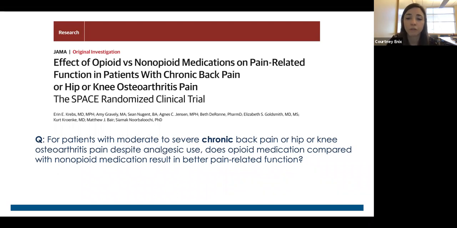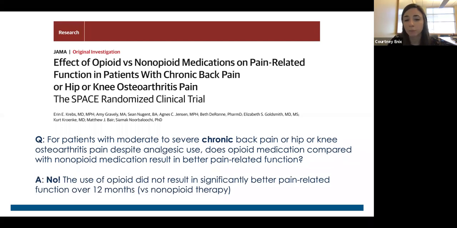There were 240 patients enrolled in this study. They were involved in VA primary care clinics. They were looking at opioids versus non-opioid therapies for patients with back, knee, and hip osteoarthritis. And not surprisingly, what they found was no. Opioids were not helpful in this patient population. They did not have a significant difference in pain-related function at a 12-month follow-up period, and the follow-up rates were very good in the study too, versus non-opioid therapies.